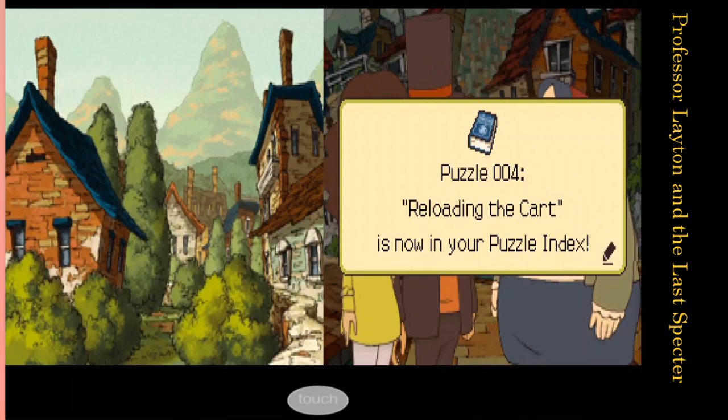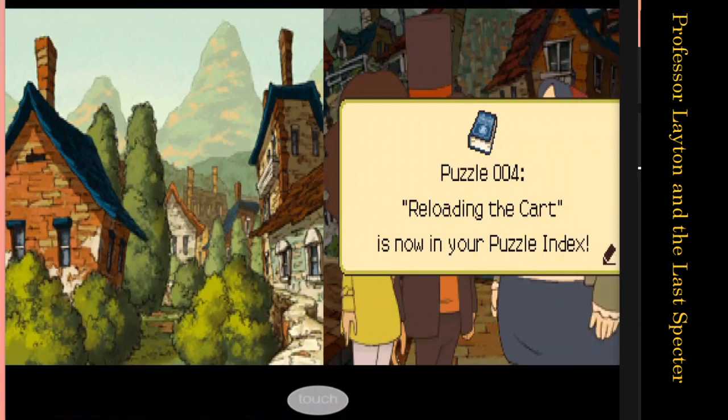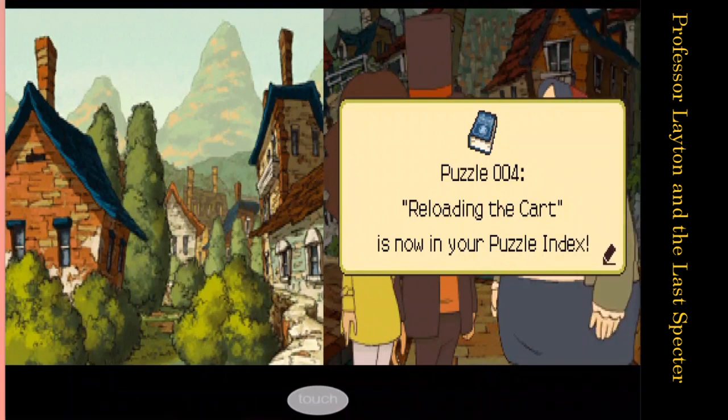How many people are here? Are there any people still here? Yeah, there's some people still here.